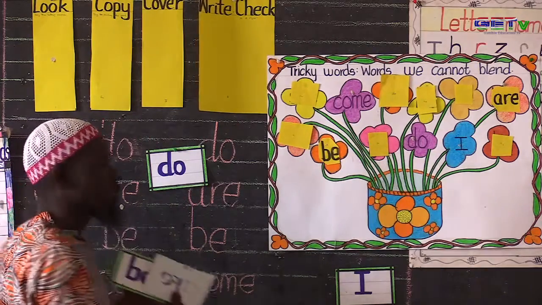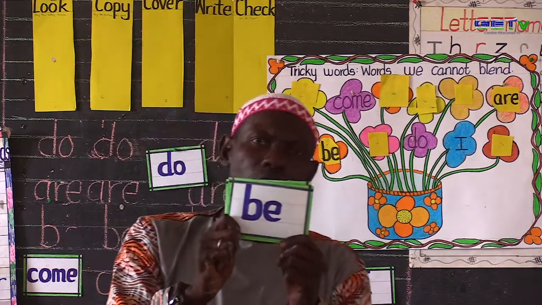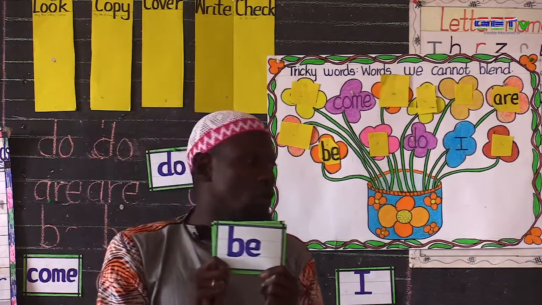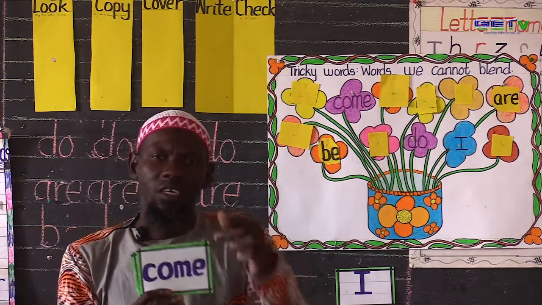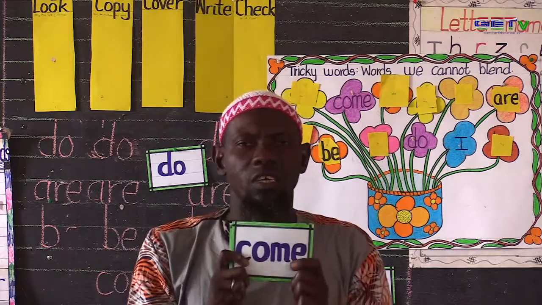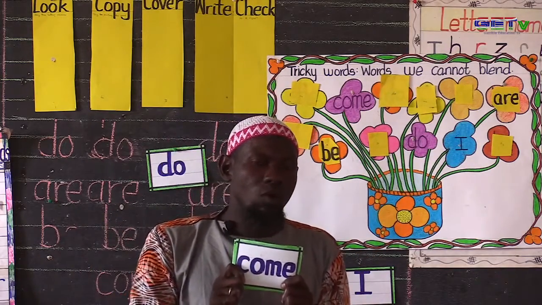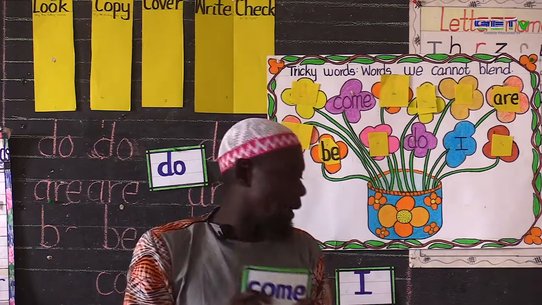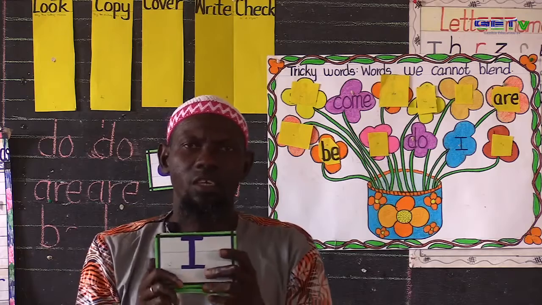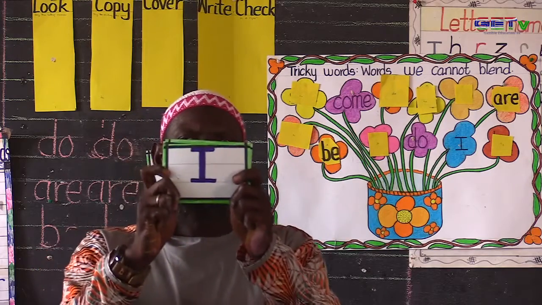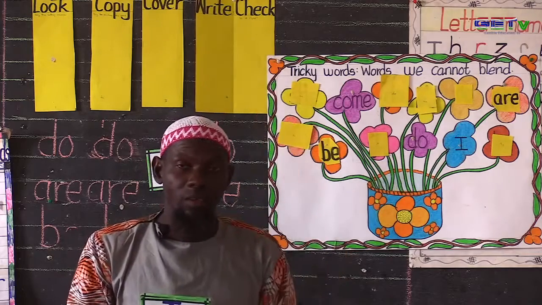Tricky words are words that we cannot blend. Be is a tricky word. Tricky words are words that we cannot blend. Come is a tricky word. Tricky words are words that we cannot blend. I is a tricky word.